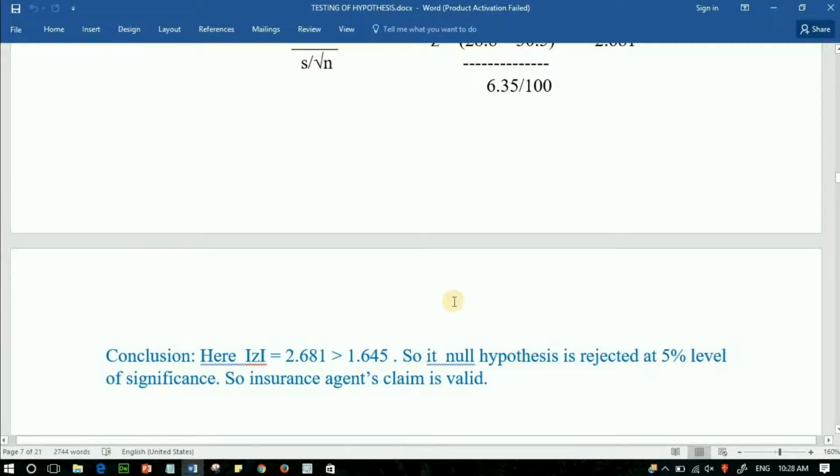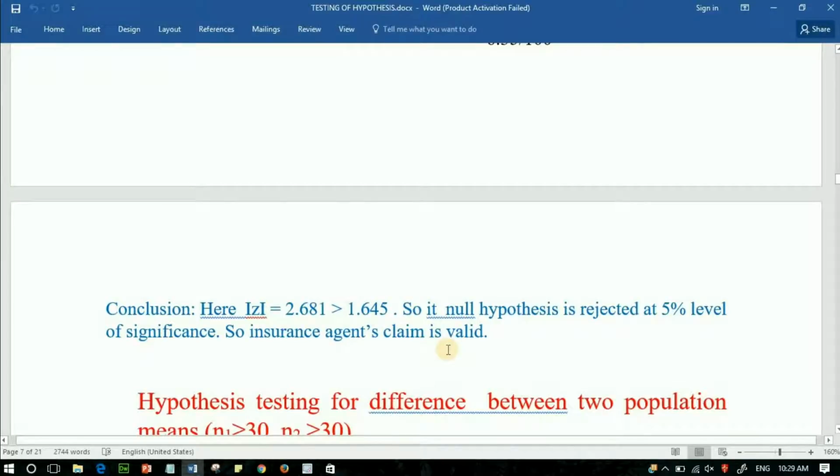We have already discussed the 5% level of significance. For a single tail test, the tabled value is 1.645. So here the calculated value 2.681 is greater than the tabled value. So the null hypothesis is rejected at 5% level of significance. So the insurance agent's claim is valid.